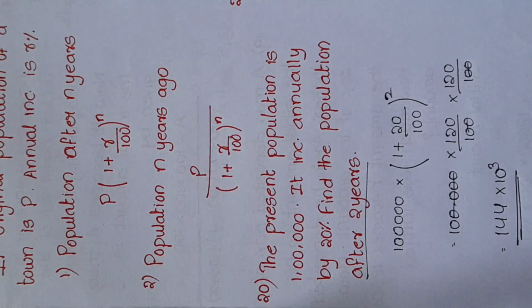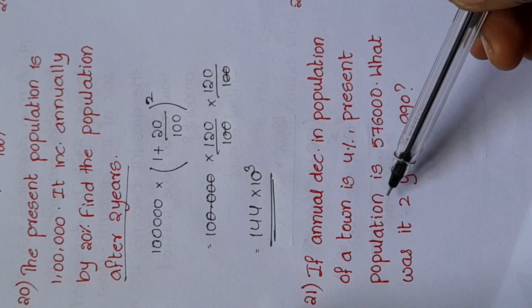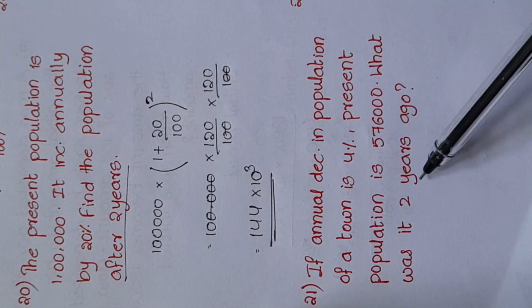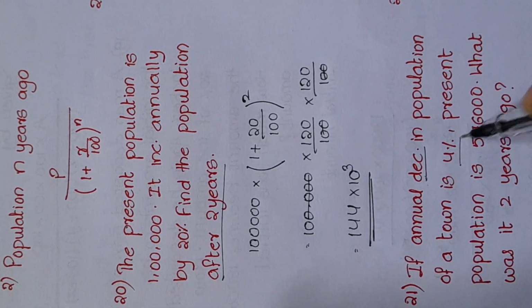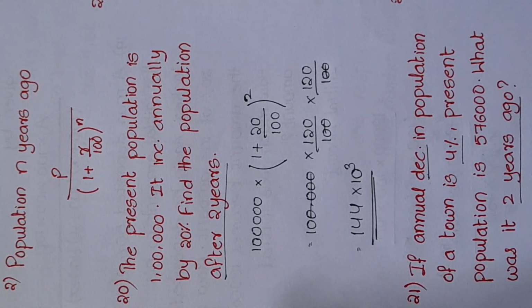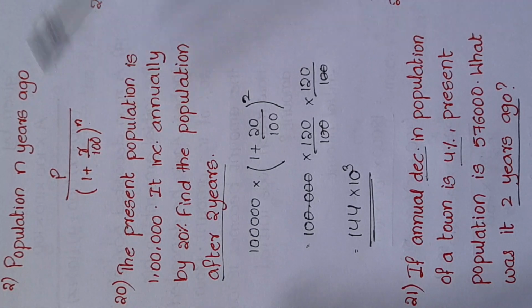Question number 21. If annual decrease in the population of the town is 4%, present population is 5,76,000. What was it 2 years ago? As in this question, annual decrease of 4% is given and also 2 years ago is asked. So the formula is P by 1 minus R by 100 whole power n should be taken.